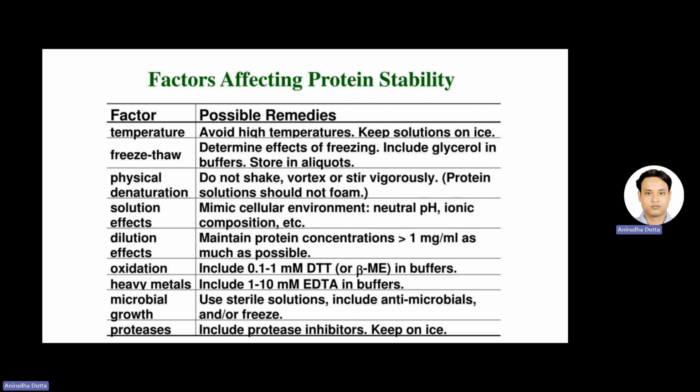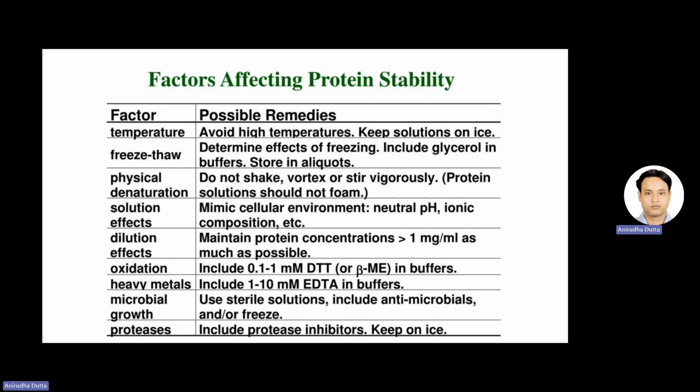Okay, so one of the factors is temperature. As we already mentioned, the non-covalent interaction is the major interaction that stabilizes the tertiary structure. So they are very weak, and they can break even with a little bit of temperature increase. So we have to avoid exposing our protein to any kind of temperature shock unless the protein is a heat stable protein.